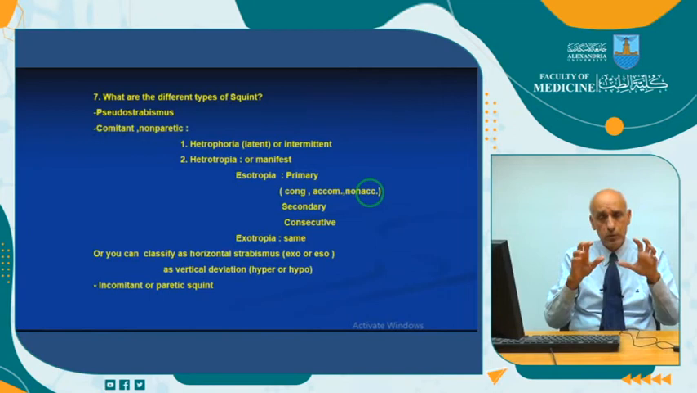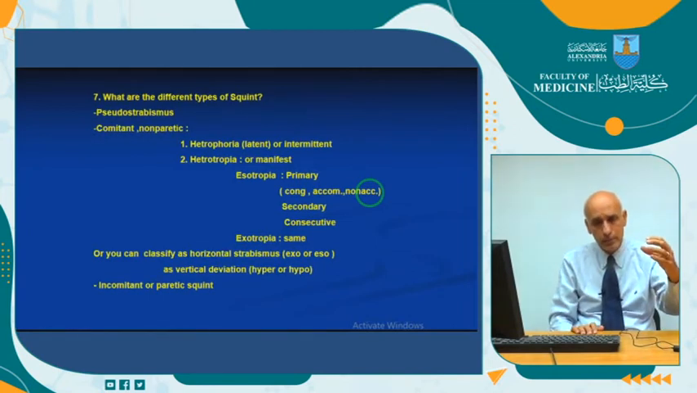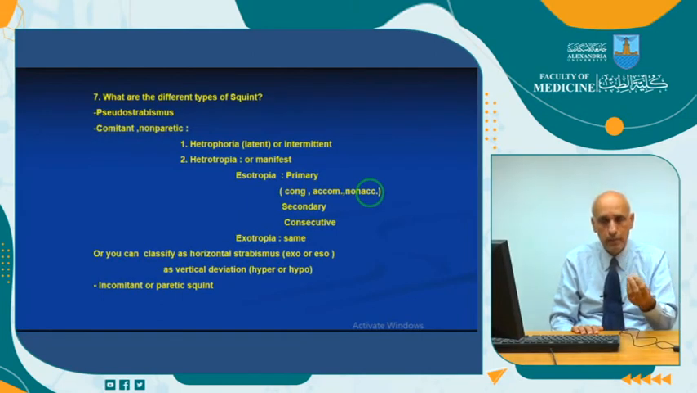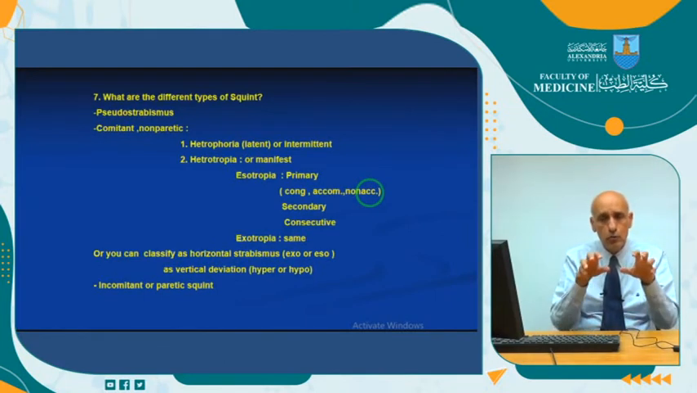We divide squint into pseudo-strabismus. That means a child or a patient that when you look at him, you think that he has strabismus, but when you examine him, he's normal. We call it pseudo-strabismus. Or he has a true squint.